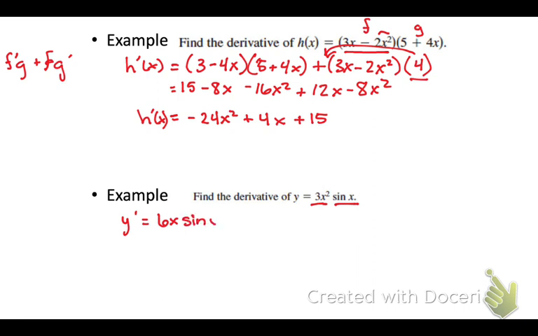With g, it would be 3x squared cosine of x. Can I combine anything? No. Can I factor anything out if I want? 3x. Kind of made it simpler, not really, right? Where'd 6x go? Oh. Did it make it easier? Kind of, not really, right?